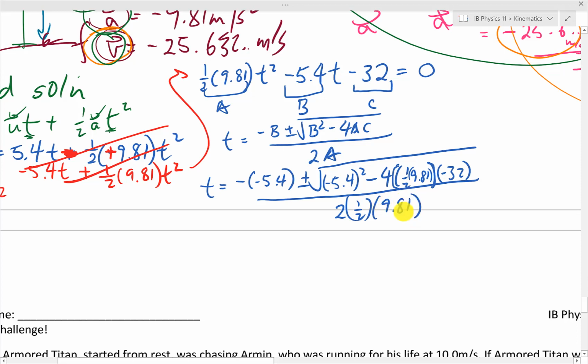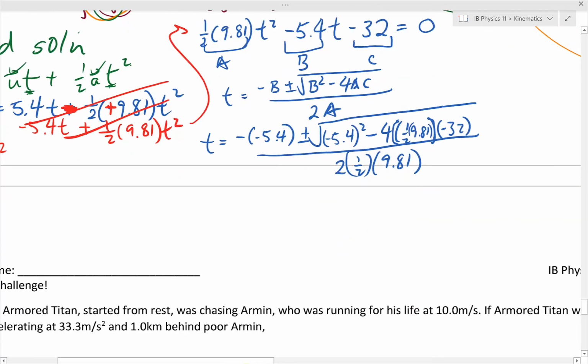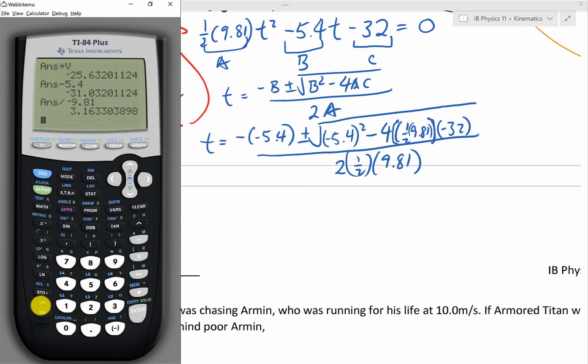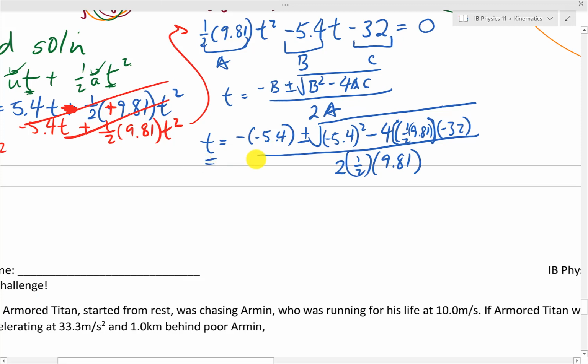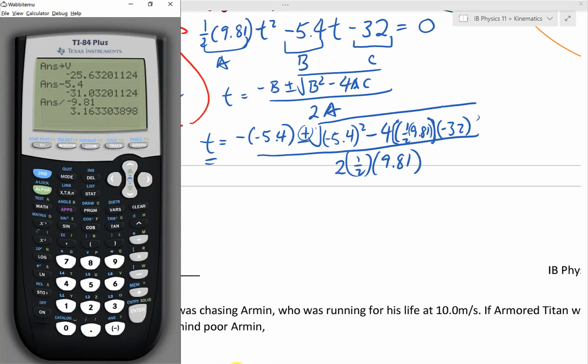9.81. Okay, so I will now put this into my calculator for us to see what we get. Now here's the thing, I want a time value that is positive. So most likely I'm going to need the positive sign. So I'm going to add this square root here instead of subtracting it, because I'm more likely to get a positive value that way. But I'll try both and we will see what happens.